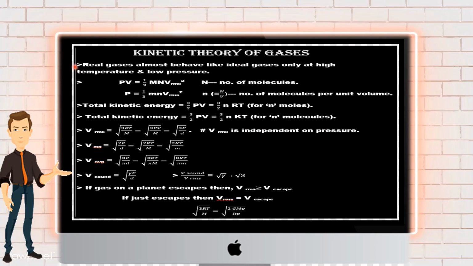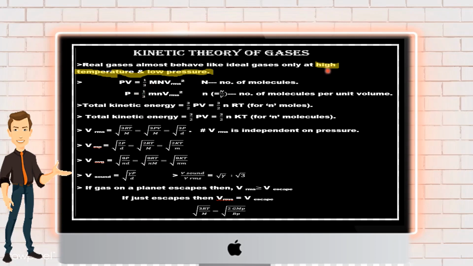The first point is, make a note of this because this theory point has been asked many times in the NEET exam. Real gases almost behave like ideal gases only at high temperature and low pressure. Here the main point is high temperature and low pressure. These two terms are most important in this line because in the final NEET exam they will give the statement: real gases behave like ideal gases at which conditions.